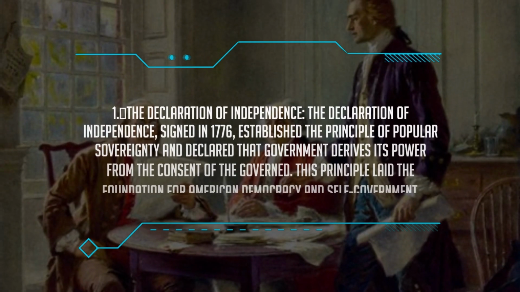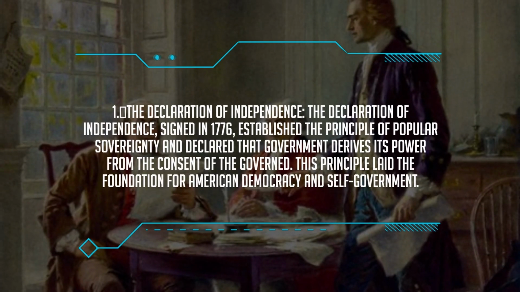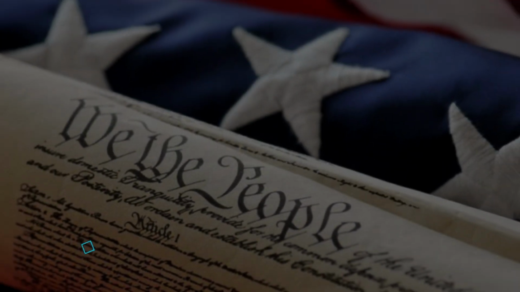1. The Declaration of Independence. The Declaration of Independence, signed in 1776, established the principle of popular sovereignty and declared that government derives its power from the consent of the governed. This principle laid the foundation for American democracy and self-government.